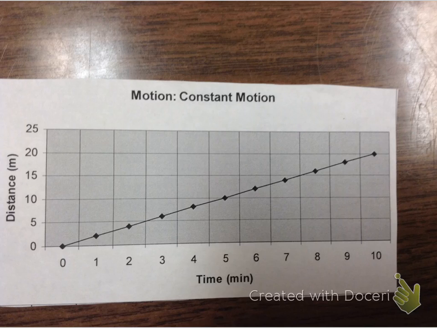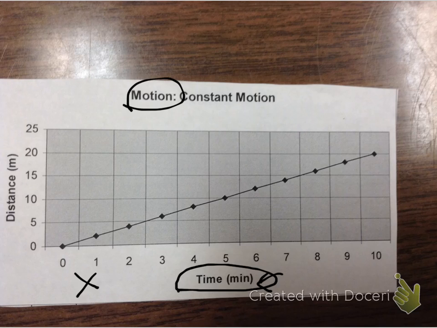So let's take a look at this graph. First I want to make sure that you understand what a motion graph is. On the x-axis, down here, we have the time. It might be in minutes, like this one is. It might be in hours. It might be in seconds. But it's going to be the time that has elapsed. And then on the y-axis over here, we're going to have the distance. It might be in inches, millimeters or centimeters, or it might be in meters, as this one is here.